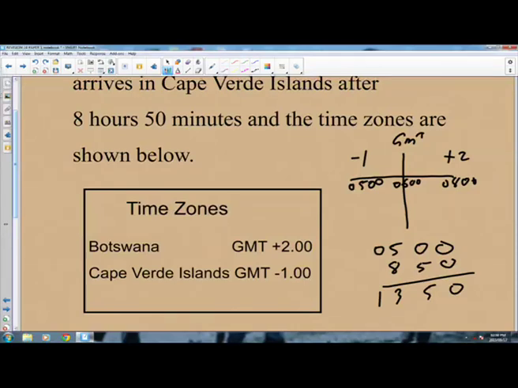It was 8 o'clock in Botswana. And when it's 8 o'clock in Botswana, the GMT time there is 0600, because it's just 8 o'clock minus 2, giving us 6. And then Cape Verde Islands are 1 hour behind, so we subtract 1 hour from the 0600, giving us 0500. Then from there you add the 8 hours 15 minutes, giving us 1350. So this is the time when the flight arrives in Cape Verde Islands. The answer is 1350. That's how we work this question.